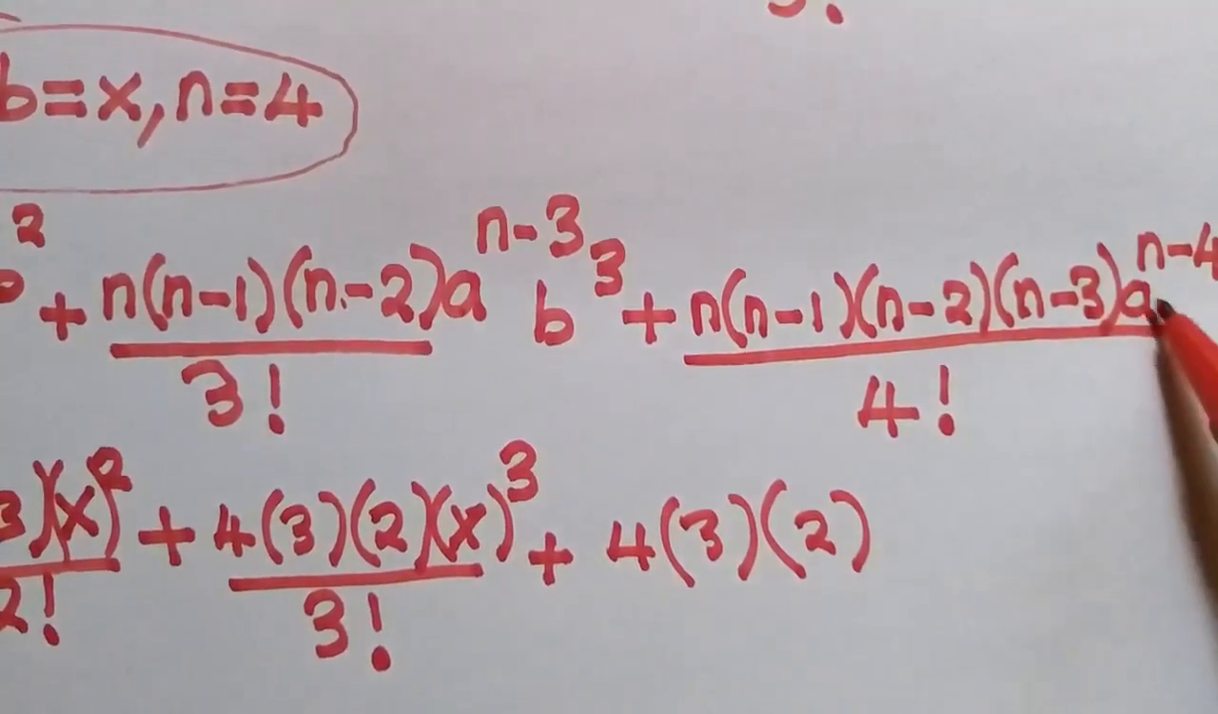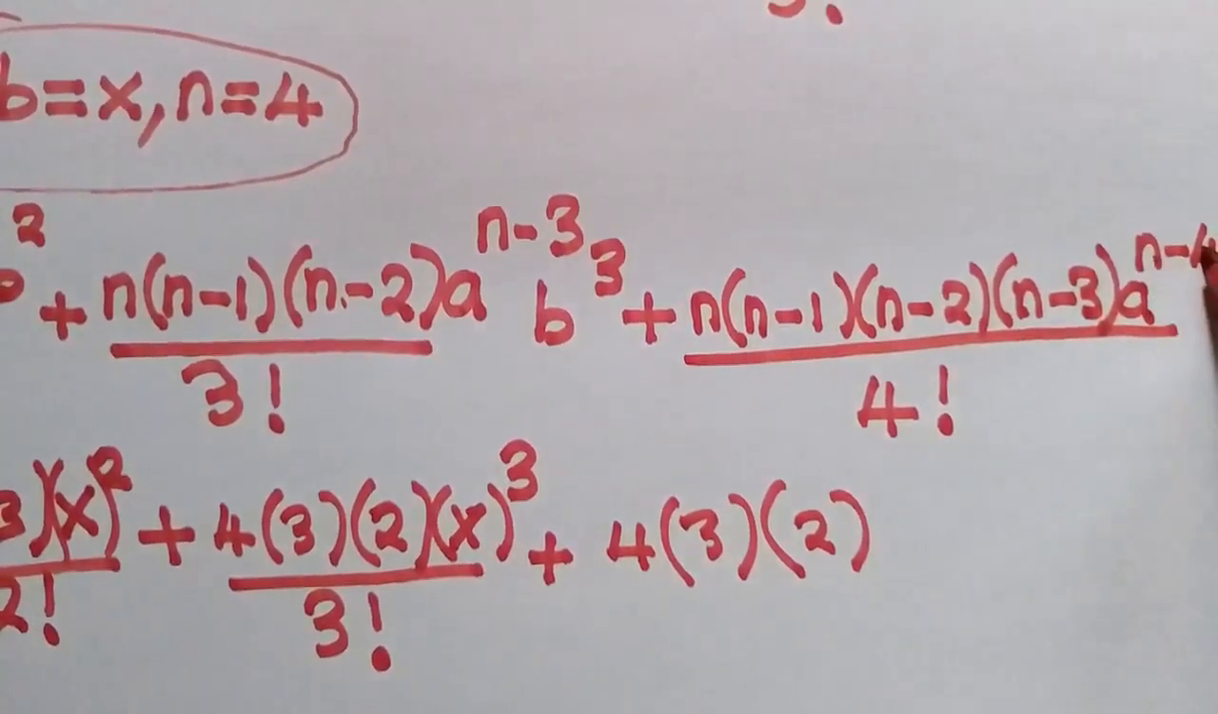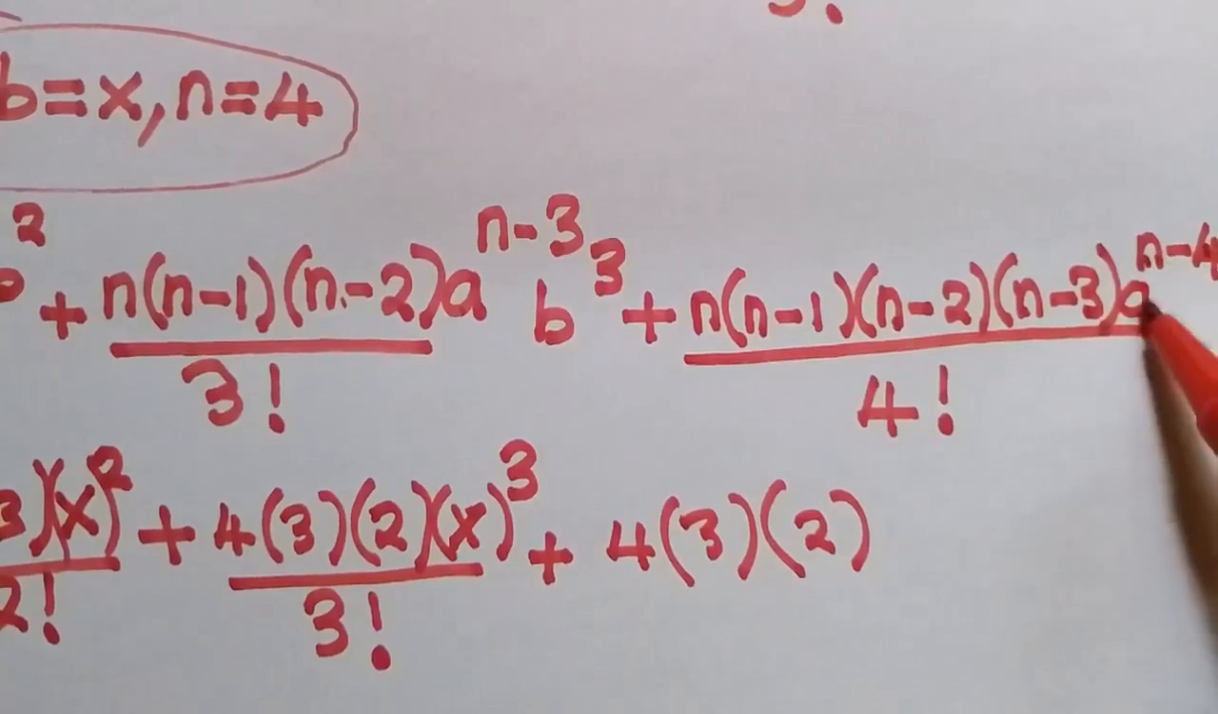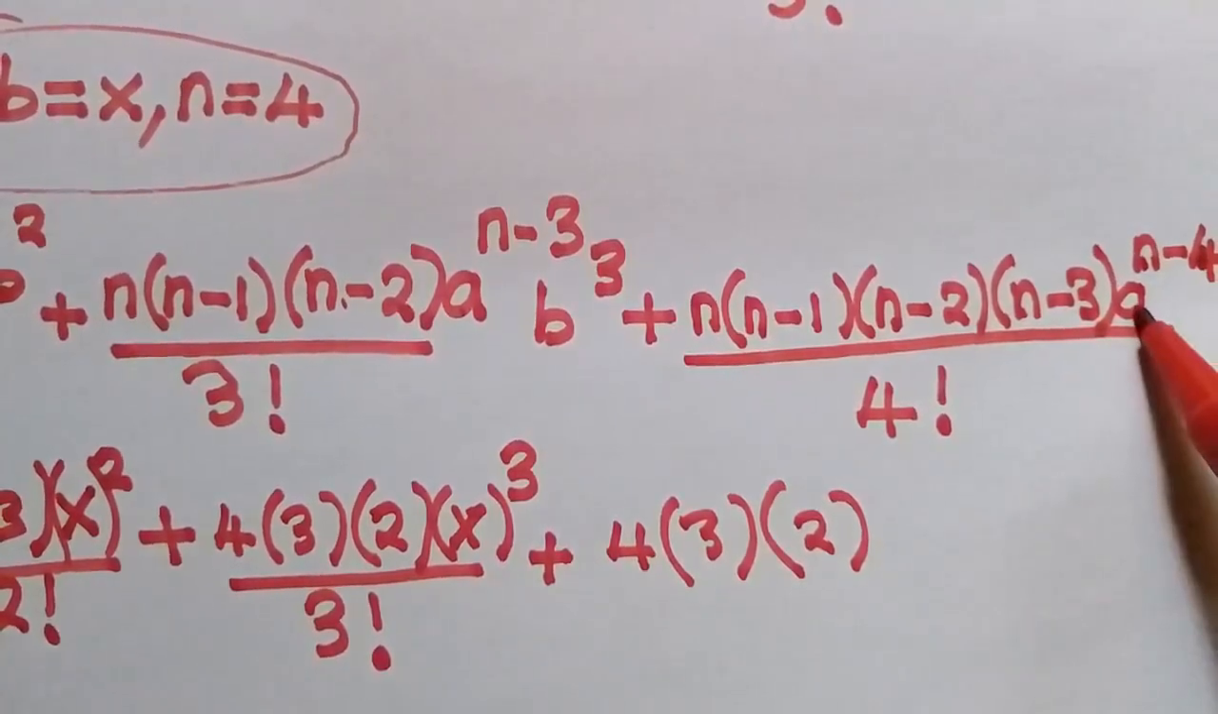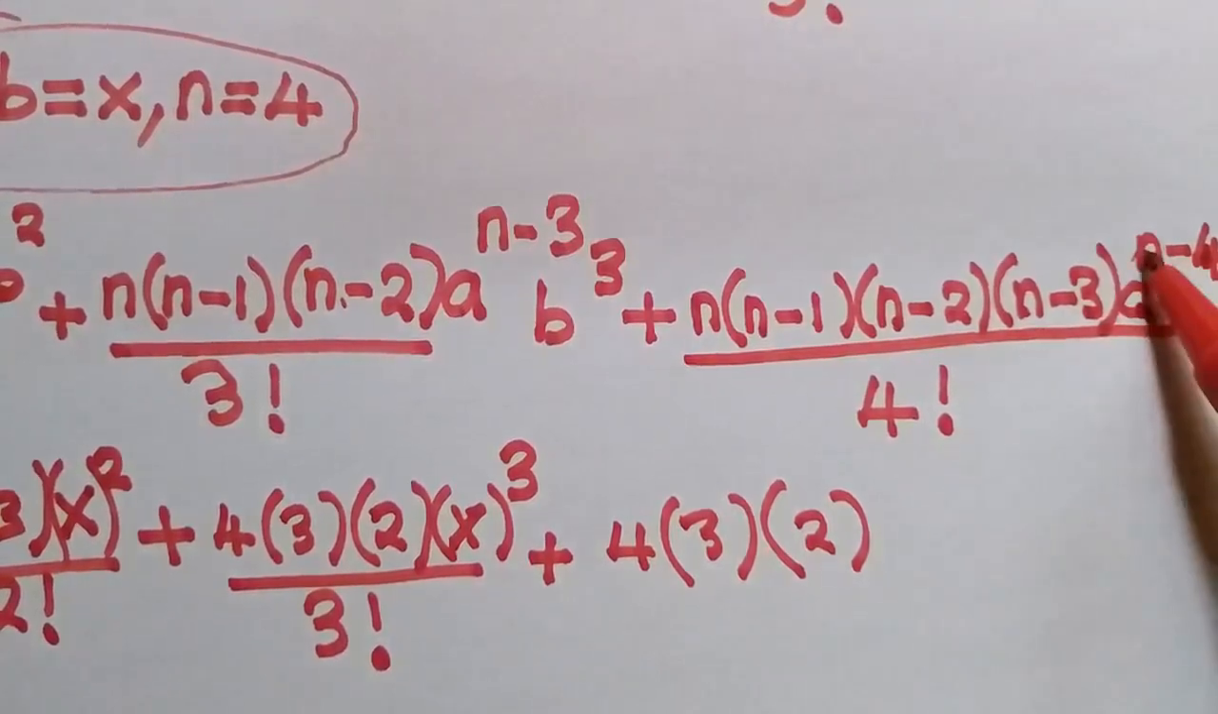Then I go to this one, A. 4 minus 4. A is 1. Then 4 minus 4, it is 0. 1 to the power 0, it is 1.